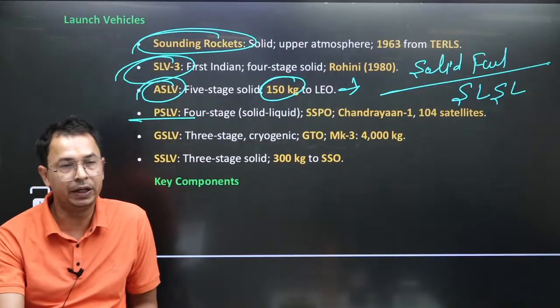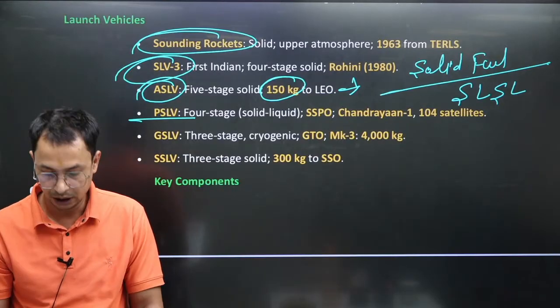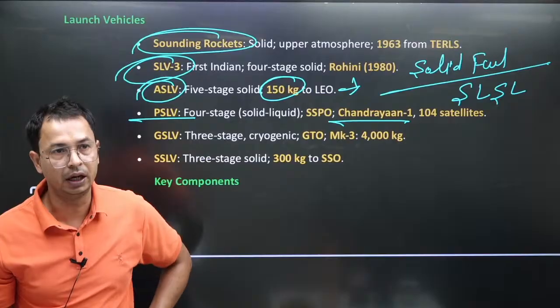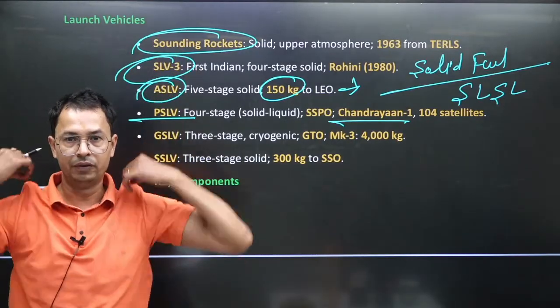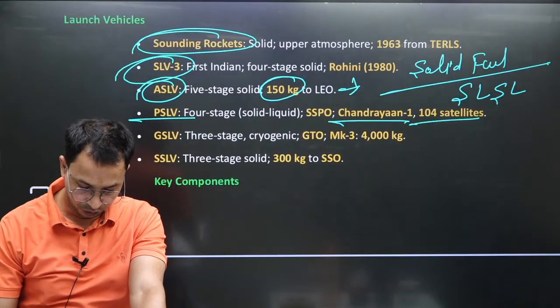And with the help of PSLV, we have launched many successful missions like Chandrayaan 1 and Mangalyaan 1, and there is the record of PSLV that in one go PSLV launched 104 satellites.